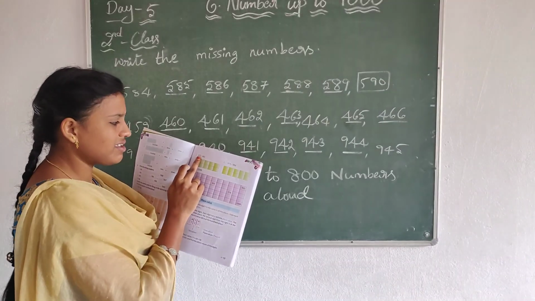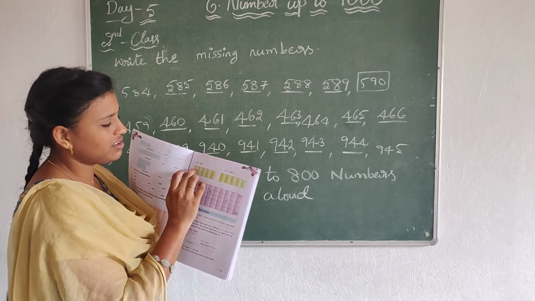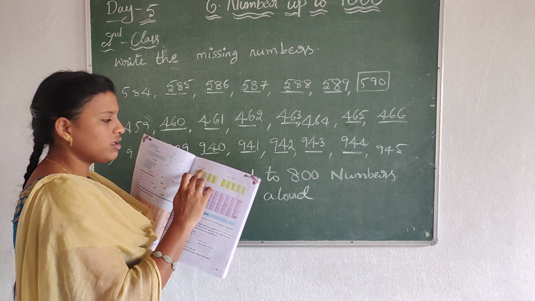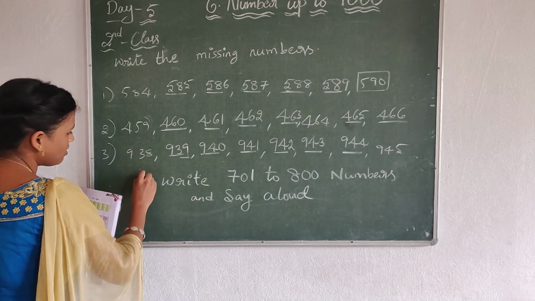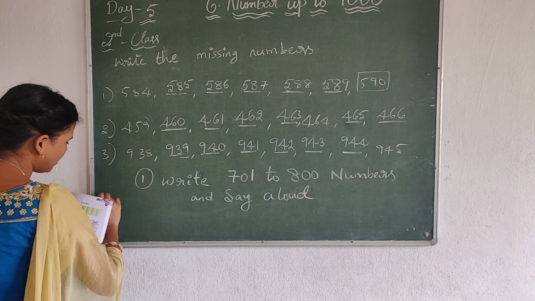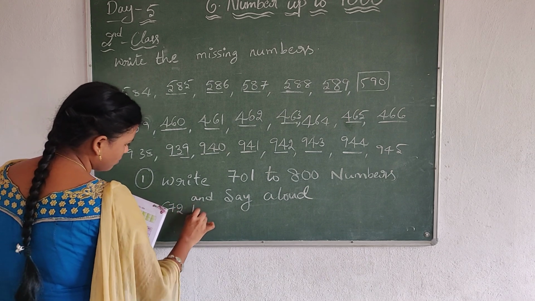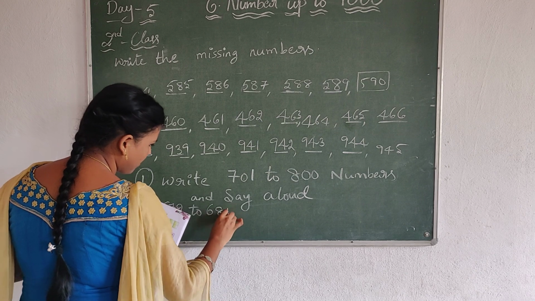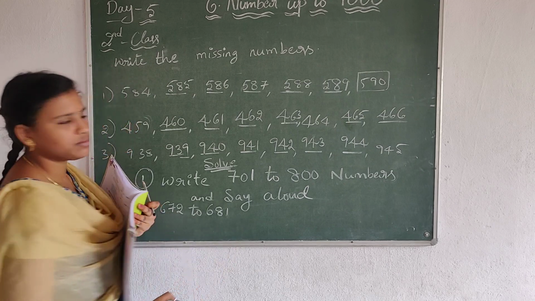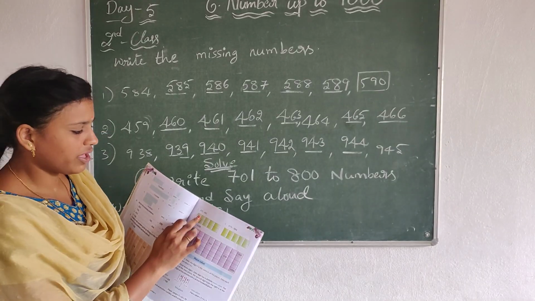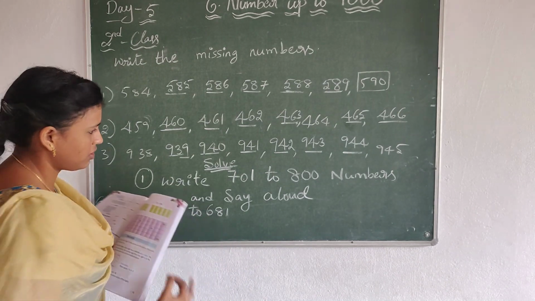Second one, 672 to 681. Write these numbers also. This is the question. And the second question is to write 672 to 680. You solve it. These are solving sums. Write down in these boxes and read aloud.